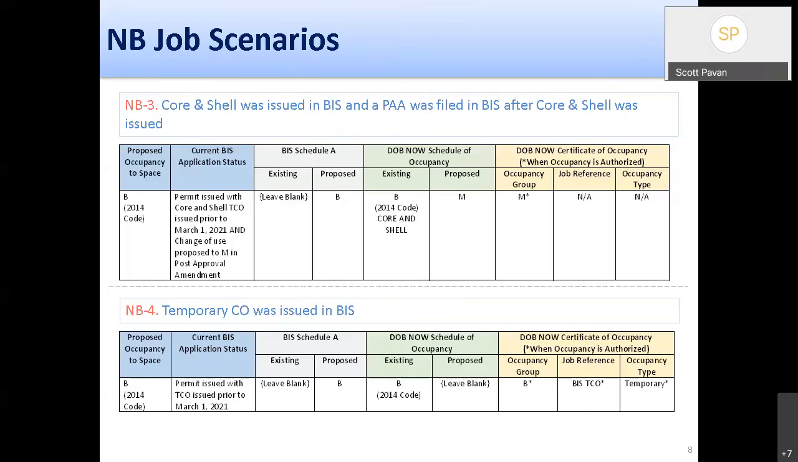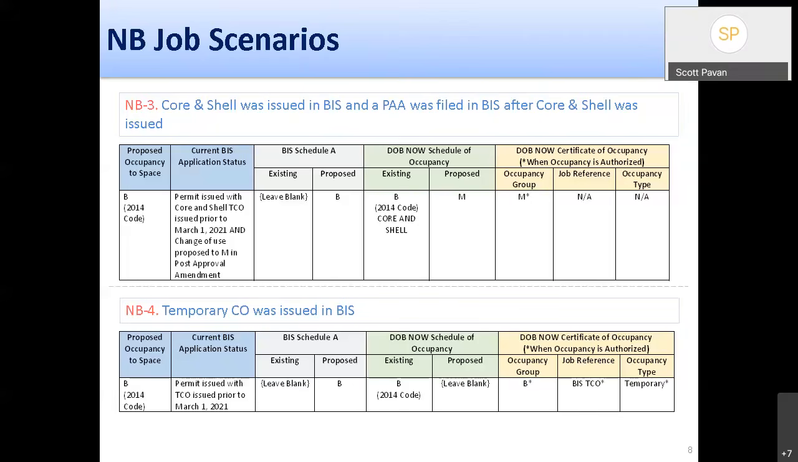Proposed occupancy in the blue columns, B, permit issued with TCO issued prior to March 1st. By BIS Schedule A, it's an NB, so of course it says proposed. My DOB NOW entry, when I submit it, I already got a TCO. I put it in as existing. That one sounds an awful lot like NB2 on the previous slide, but that one seems relatively clear.